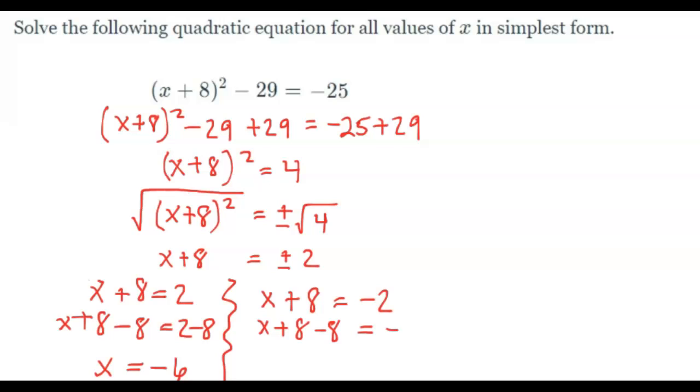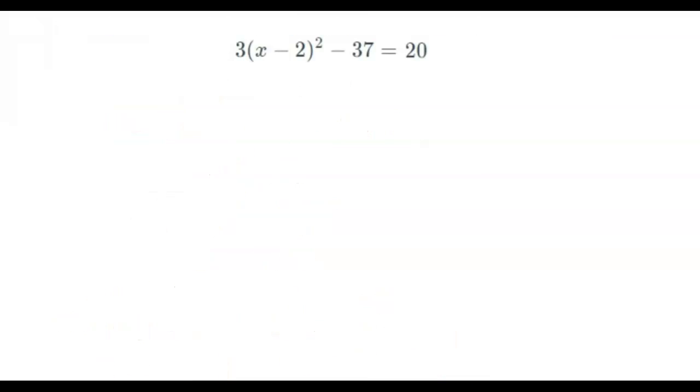Again, we're going to subtract 8 from both sides. So what we end up with is two solutions. We end up with x equals negative 6 and x equals negative 10 for both of those. And we can write down both of those solutions as x equals... sorry, sort of cut off the answer to that last one.